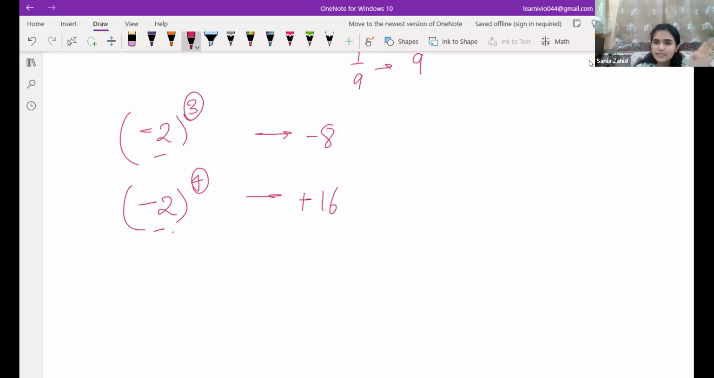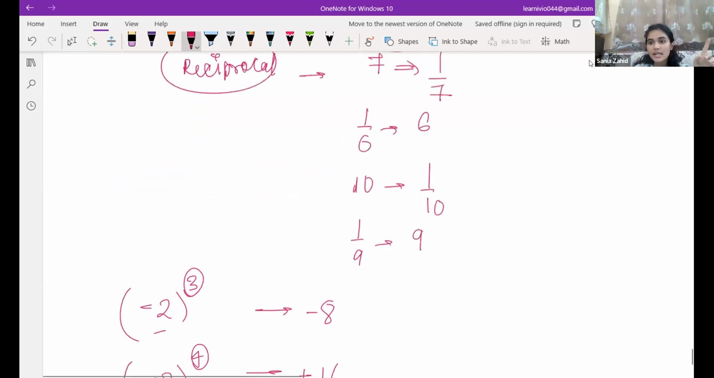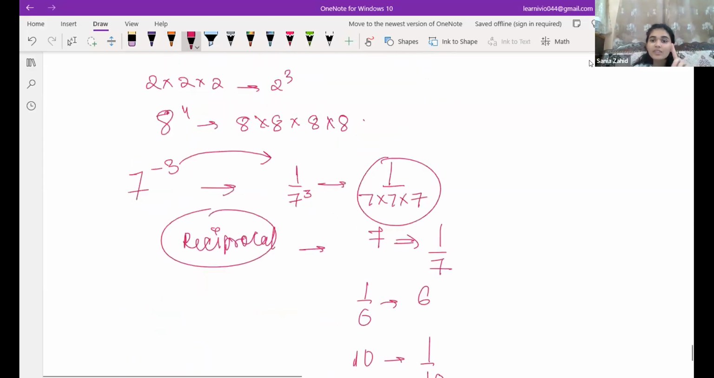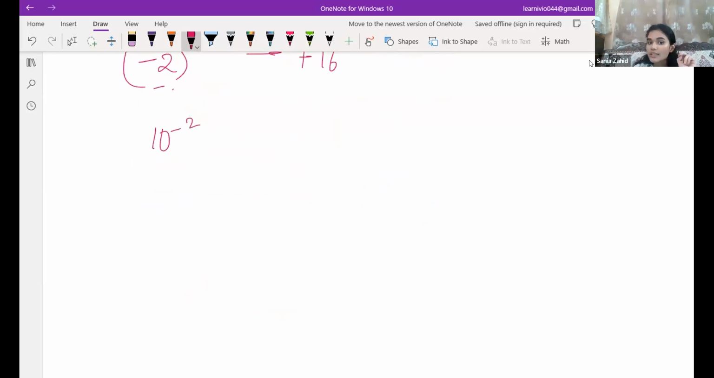So this is another thing, Duha, that you're talking about. But I am here talking about negative powers. I'm not talking about negative base, right? For example, I say 10 to the power minus 2. So 10 to the power minus 2 is how much? 1 by 10 to the power 2. That means 1 by 10 into 10, right?